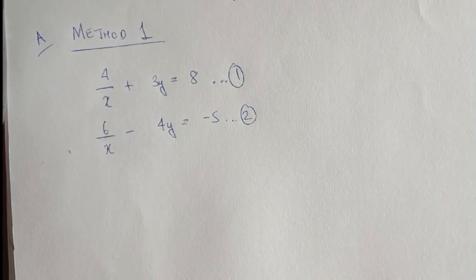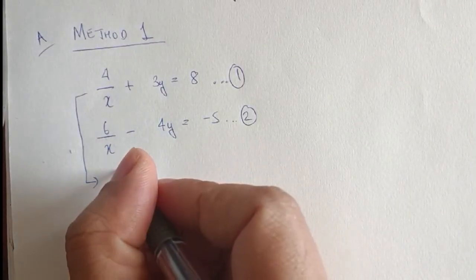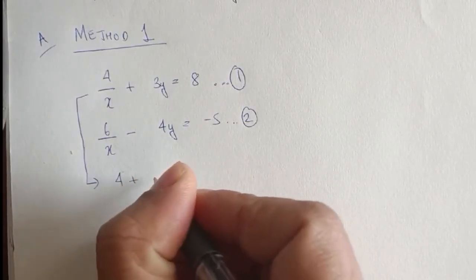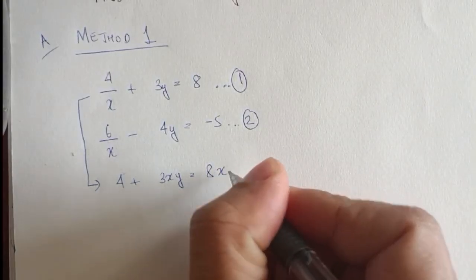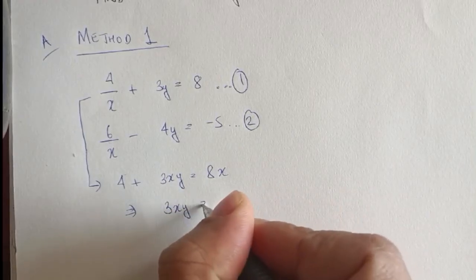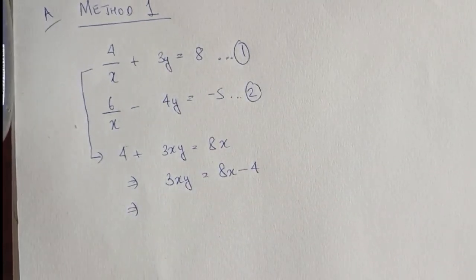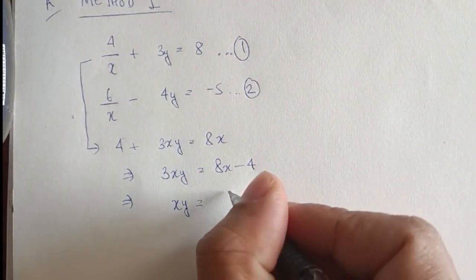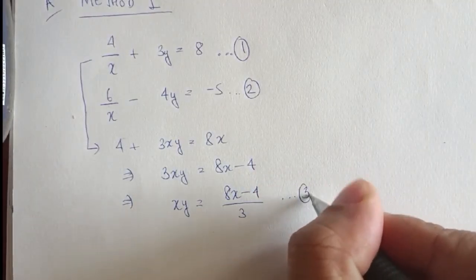Now very simply, what we can do is, from this 1, we multiply the entire equation by x. So this becomes 4 plus 3xy is equal to 8x. Which means 3xy is equal to 8x minus 4, which gives us xy is equal to 8x minus 4 by 3. You can call this equation 3 if we want.